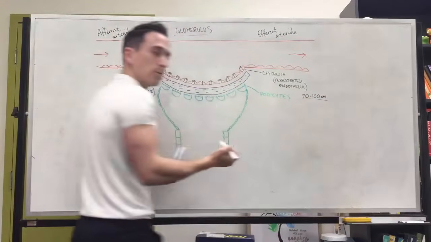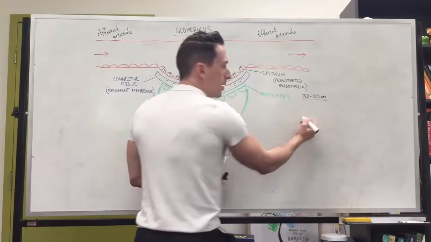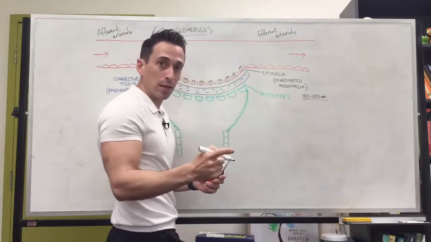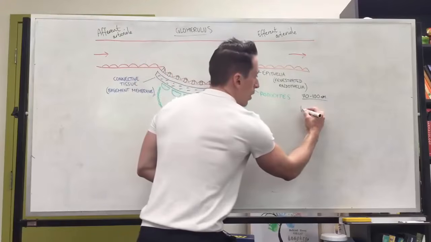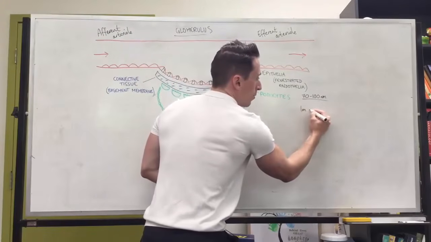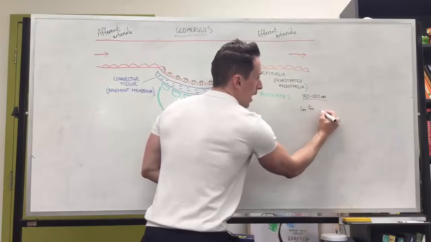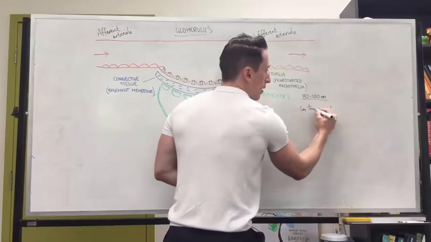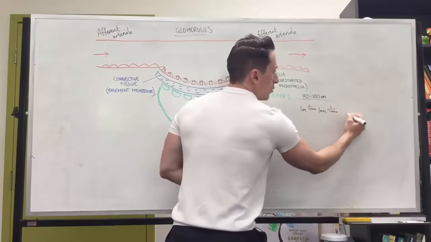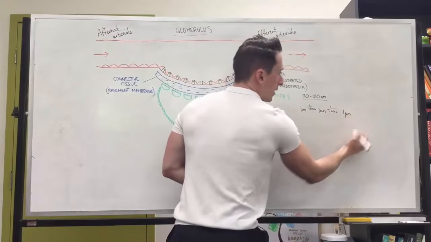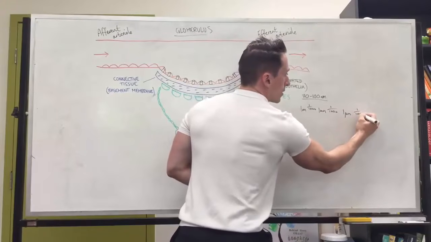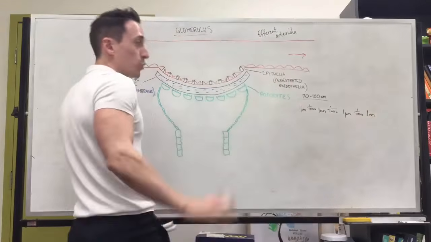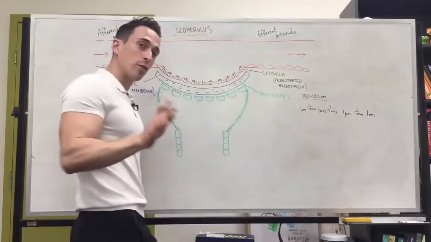Now, let's put that into perspective, okay? When you've got 1 meter, you divide that by 1,000 and you get 1 millimeter. You divide that by 1,000 and you get 1 micrometer. You divide that by 1,000 and you get 1 nanometer. All right, so 70 to 100 nanometers, very small.